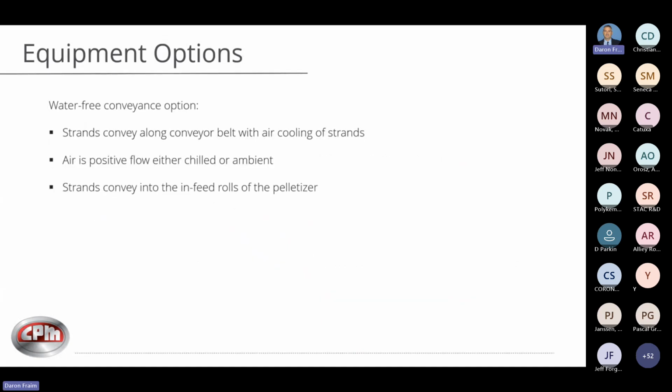I didn't really have a good picture for this one, but another option if you're dealing with polymers that need to be non-water contact, these could be like degradable, like polyvinyl alcohol, or some of your starch-based. Instead of water, essentially you replace it with air. So again, the concept's similar. The strands convey along a conveyor, but you have air cooling instead of water cooling. The air is positive flow typically and can be either chilled or ambient flow. And again, just like all the other setups, the strands convey into the infeed rolls.